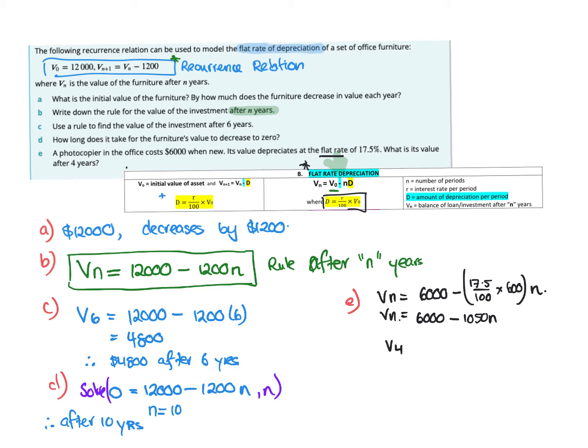So you pretty much want V4. So you go 6,000 minus 1,050 times 4. And what do we get? Times 4. So we get 1,800. There you go. So that was the answer to that one. Might just write it out with the money symbol.